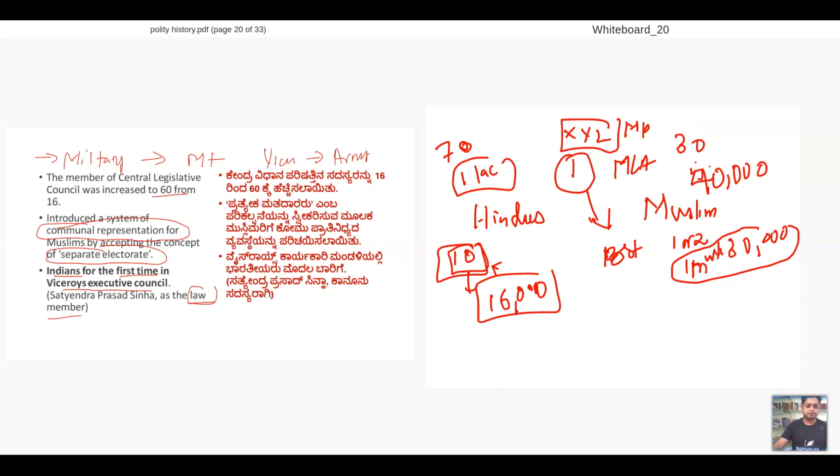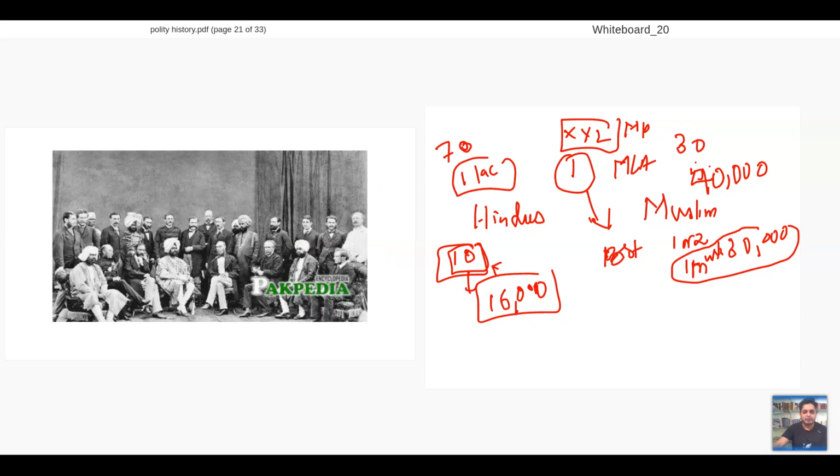Next. So any doubts till 1909? So who is the father of communal electorates? Minto will be the father of communal electorates. Can we call it like that? Minto is the father of communal electorates. So this will be for today. Tomorrow, we will discuss the remaining things. And tomorrow means Monday, the next class is Monday.